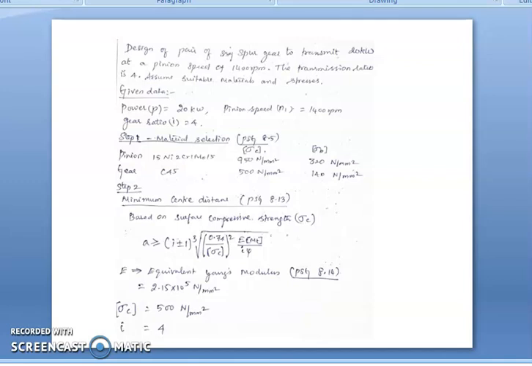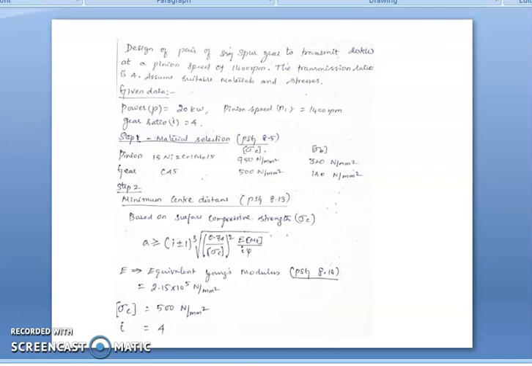Welcome back. In this video, let's see how to solve a problem on the design of a spur gear drive. We already discussed this problem up to three steps. Step one is the material selection. Step two is the minimum center distance. Here, the minimum center distance a.